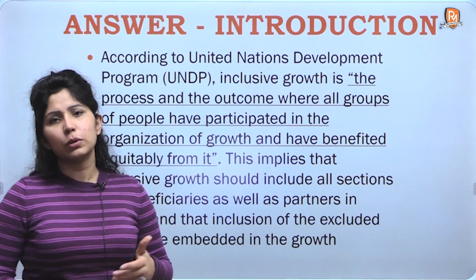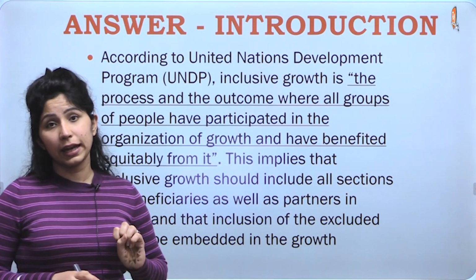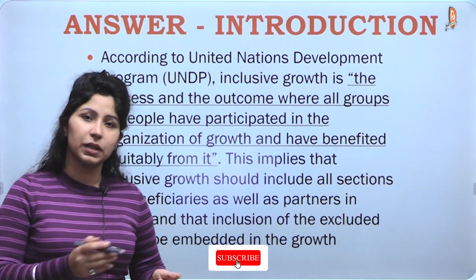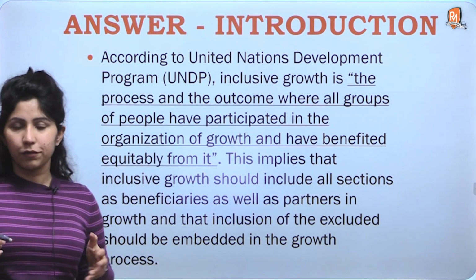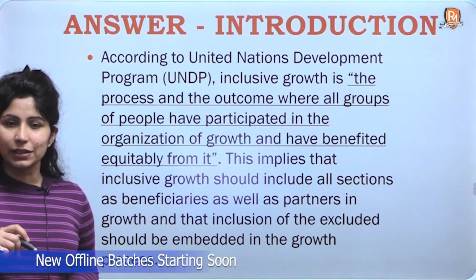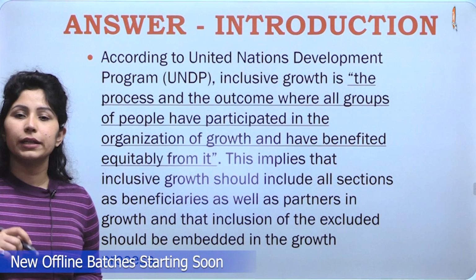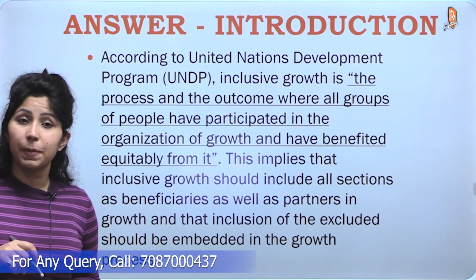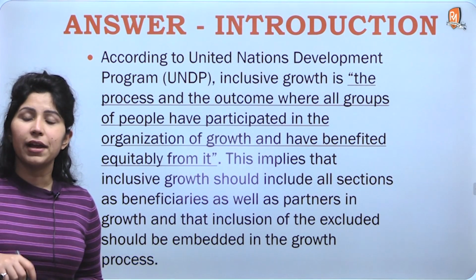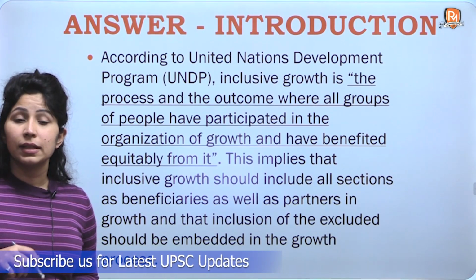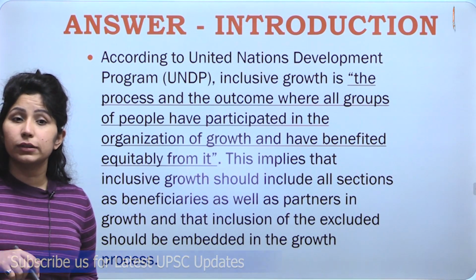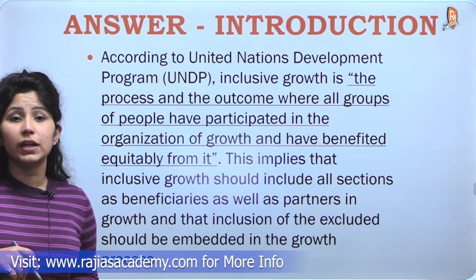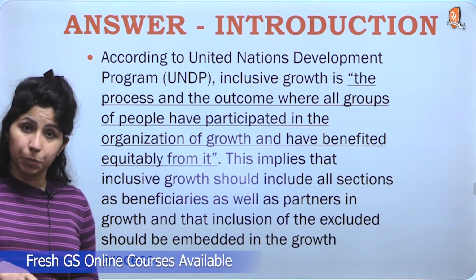There are at least 5 to 10 definitions that you can officially find for inclusive growth. You can also read these definitions and build one of your own and use them in your answer. So let's see what is the definition we have here. According to the United Nations Development Programme (UNDP), inclusive growth is the process and the outcome where all groups of people have participated in the organization of growth and have benefited equitably from it. This implies that inclusive growth should include all sections as beneficiaries as well as partners in growth, and that inclusion of the excluded should be embedded in the growth process.